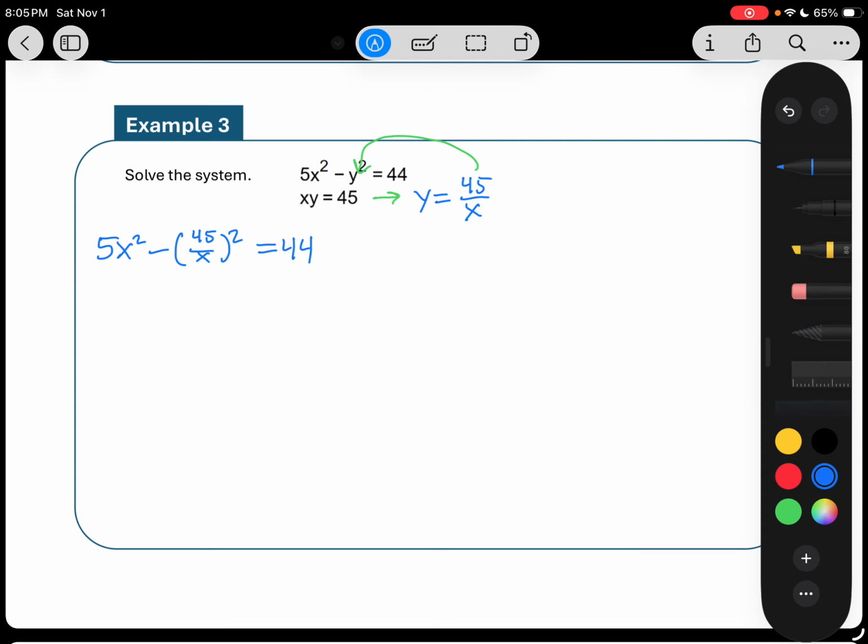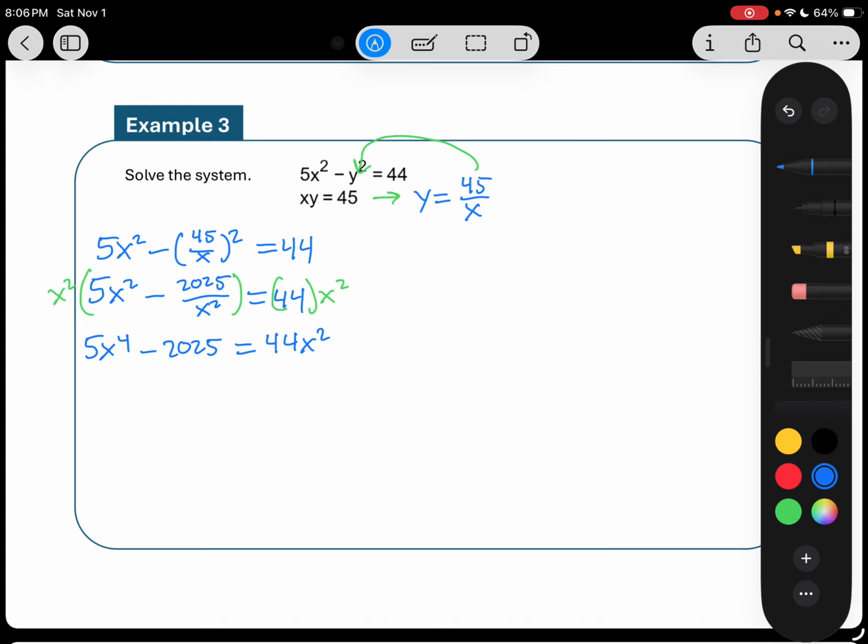Okay, and now we've just got x's. Let's go ahead and solve for x. Notice how I've got x squared in the denominator. That's not too fun to deal with. So let's get rid of that denominator by multiplying both sides by x squared. So then we'll have 5x to the 4th minus 2025 is equal to 44x squared.